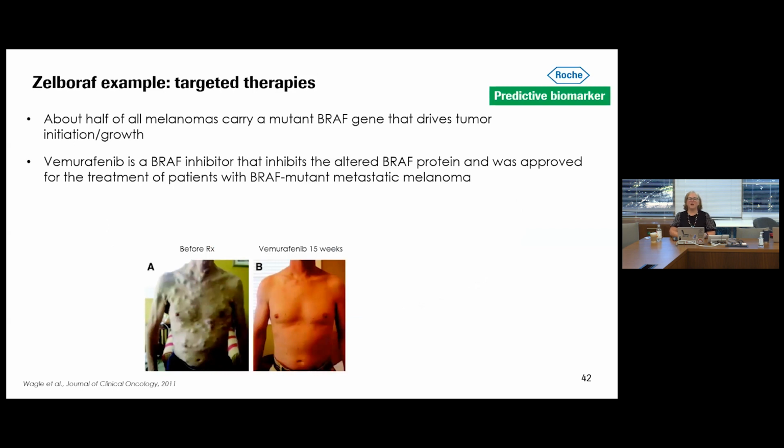And one of our biggest examples here is Zelboraf. About half of melanomas carry a mutant BRAF gene. Vemurafenib, or Zelboraf, is a BRAF inhibitor that inhibits the altered BRAF protein, and it's approved for patients that have a BRAF mutant melanoma. As you can see here, before treatment, the patient was experiencing severe symptoms, and after 15 weeks on Zelboraf, had an amazing response.